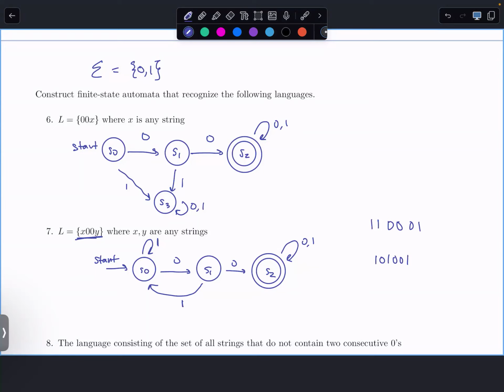Yes. X and Y here are any strings of zeros and ones. It's going to be any. That's a placeholder for any string of zeros and ones.